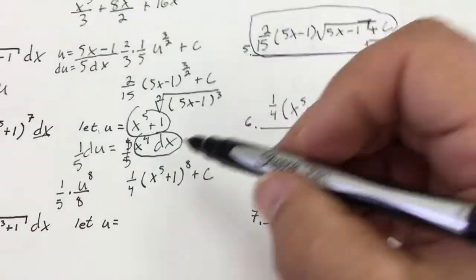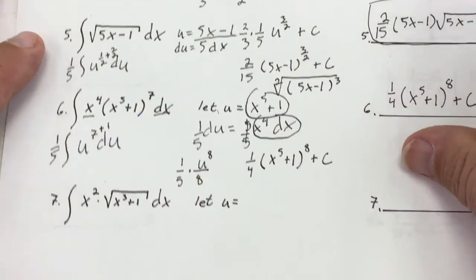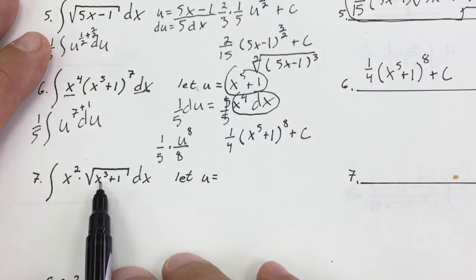I wouldn't want to FOIL that out and then distribute. I'd rather just use the u sub. Number 7, this time I'm going to let u equal x cubed plus 1.